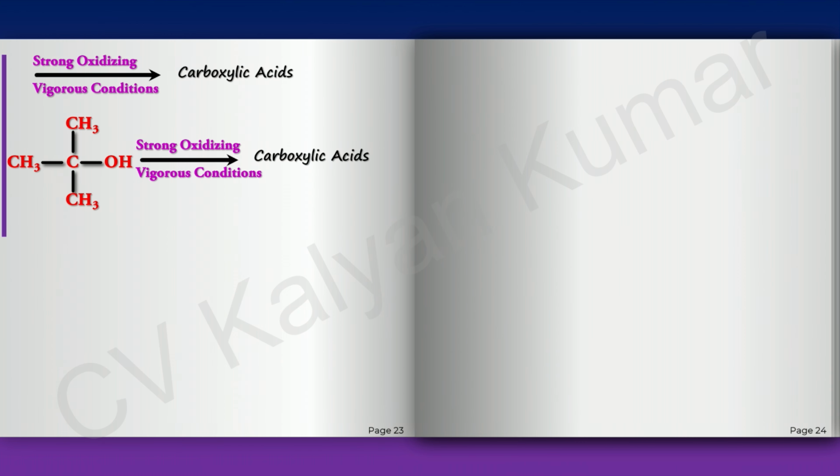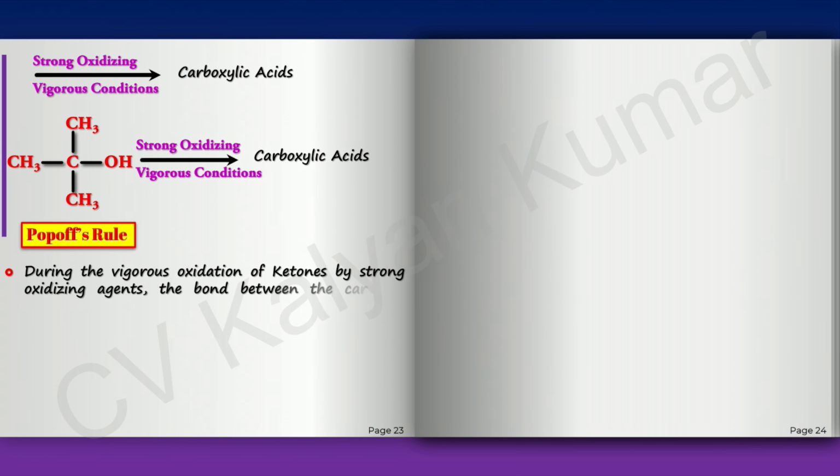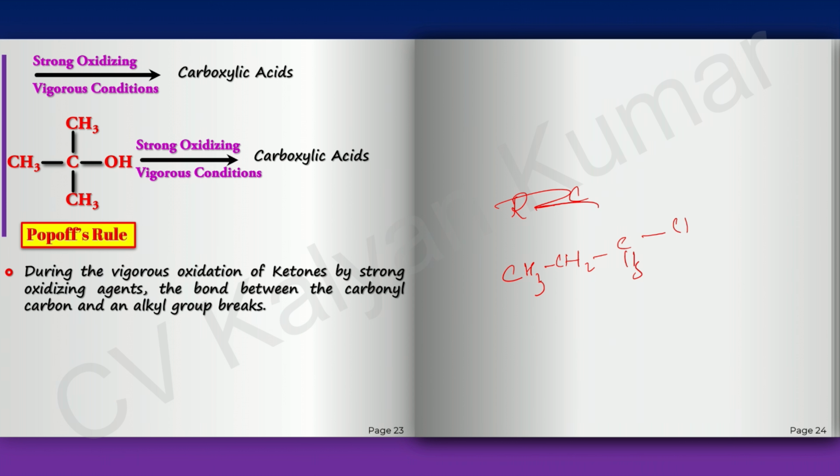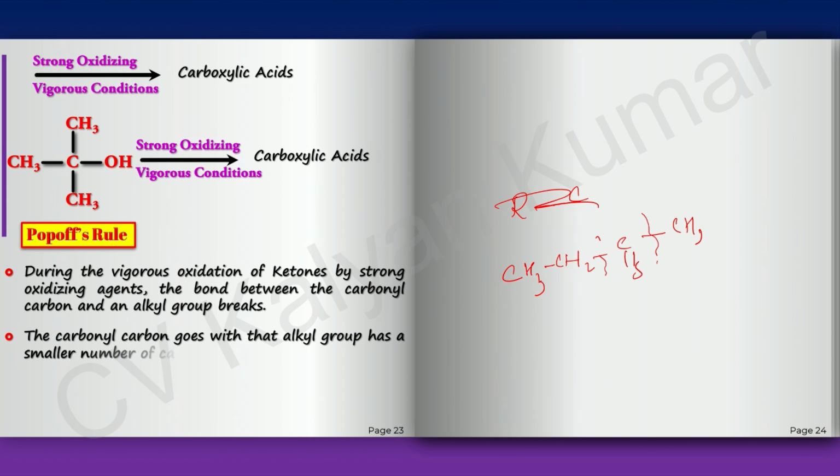Ketones are oxidized to a mixture of carboxylic acids by following a rule called Popov's rule. What Popov's rule says is that during the vigorous oxidation of ketones by strong oxidizing agents, the bond between the carbonyl carbon and an alkyl group breaks. So let's say you have CH3CH2COCH3. Now one of these bonds will break, either this or this. And the rule says the carbonyl carbon goes with that alkyl group that has the smaller number of carbon atoms. That means this carbonyl carbon would prefer to stay with this, the one with fewer carbon atoms.